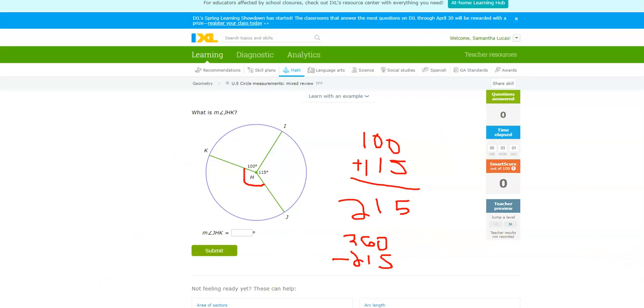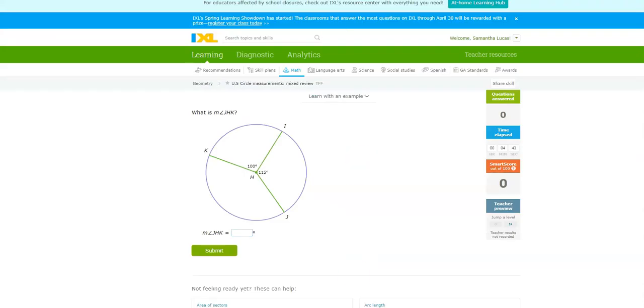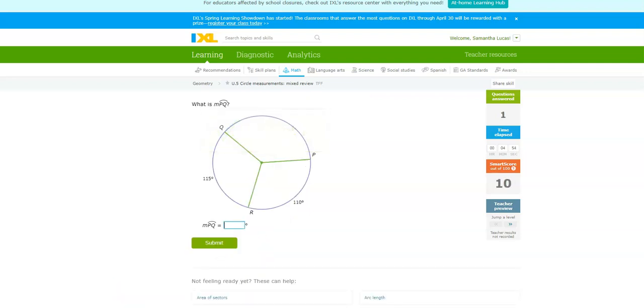All right, let me see if I can get Desmos on here. All right, there we go. 360 minus 215, and that's going to give me 145. Wait, can you see that? Yes, there we go, 145. All right, let me go back to IXL and put this in. 145 degrees. Submit.